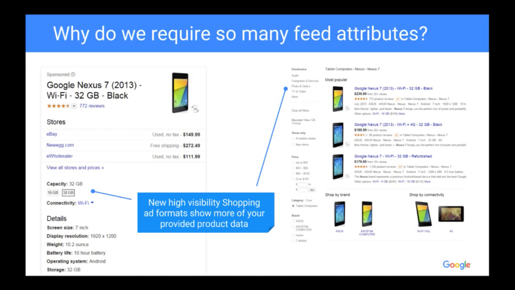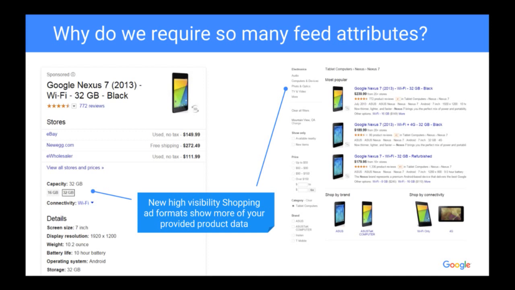So why do we actually require so many feed attributes? You may say this entire presentation is overly technical, so we're focusing this on how to get all the data pieces ready so that your ads can actually show on Google Shopping. So I want to show you 2 examples of where all of that product data actually ends up.